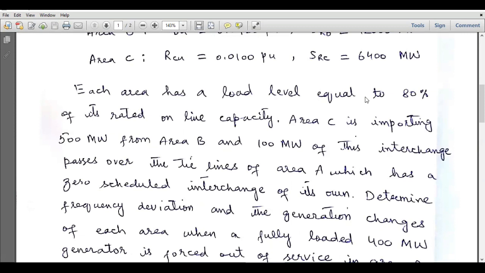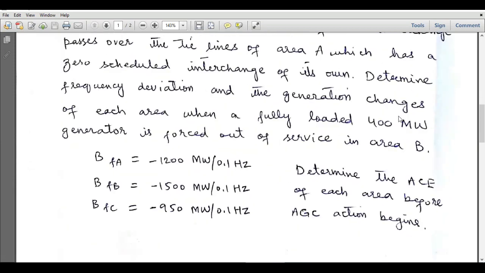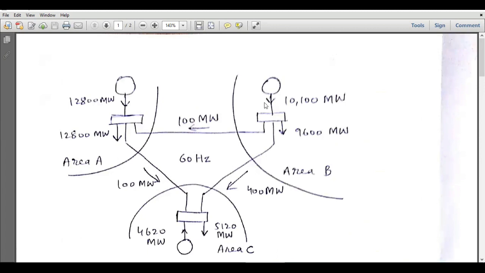Okay. So each area has a load level equal to 80% of its rated online capacity. Area C is importing 500 megawatt from area B and 100 megawatt of this interchange passes over the tie lines of area A, which has a zero scheduled interchange of its own. Determine frequency deviation and the generation changes of each area when a fully loaded 400 megawatt generator is forced out of service in area B. So we are given that 400 megawatt plant in area B has become out of service because total generation in area B is 10,100 megawatt, and this 10,100 megawatt is being generated by several small generating units, and out of those generating units 400 megawatt generation has become out of service, right? So now we have a net deficiency of 400 megawatts.